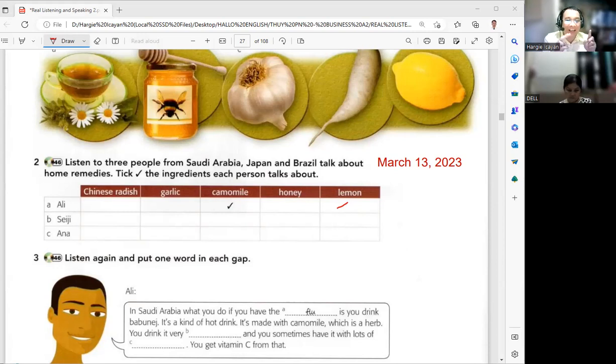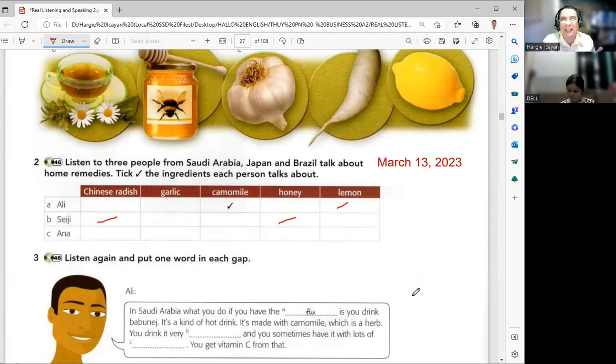Okay, so what are the combinations that Seiji uses if they have a sore throat? According to him, they use a Chinese radish and combine it with honey. And then when they have combined that, they leave it for a while and wait for the juice to come out, right? And after that, they drink it.